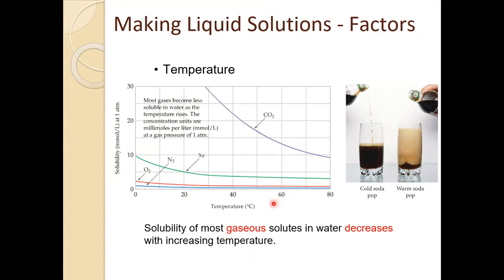So we see that with temperature effects, it largely depends upon whether the particular solute is a solid or a gas. For solid solutes, as you increase the temperature, the solubility increases. With gaseous solutes, the reverse is true. As you increase the temperature, the solubility decreases.